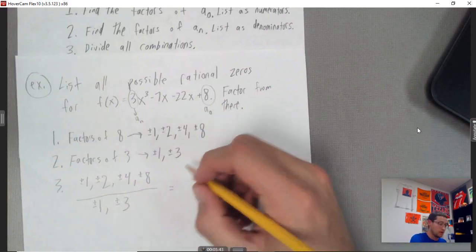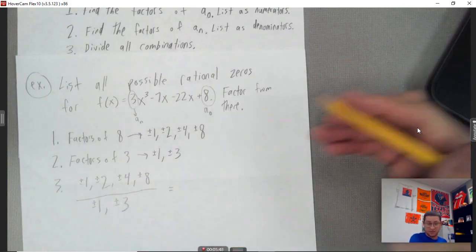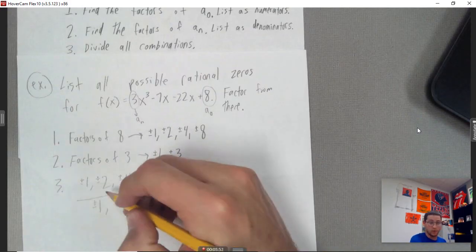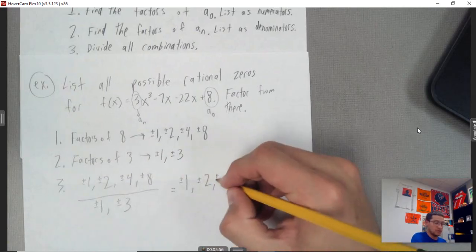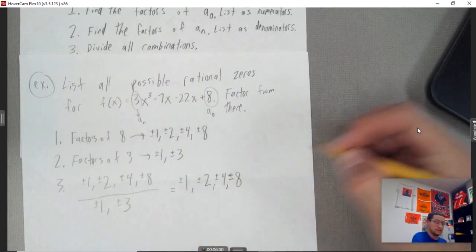So here we go. It's easy when you're dividing by 1 because they end up just being the same number that's on top. So my first ones: 1 over 1 is 1, 2 over 1 is 2, 4 over 1 is 4, and my last one for dividing by 1 is 8.